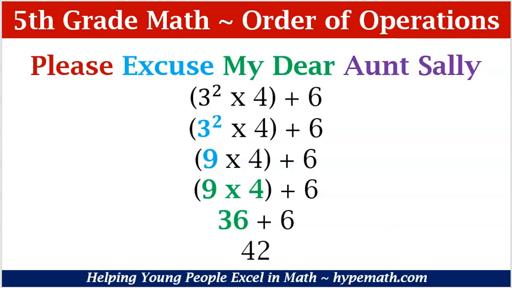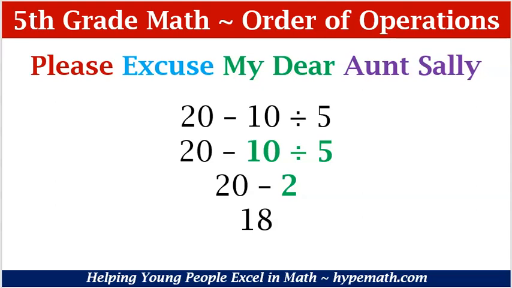Let's look at another example. We have 20 minus 10 divided by 5. Based on the order of operations, I know I see a subtraction and a division. I am going to work my division first, okay? 10 divided by 5 is equal to 2. Now our problem is 20 minus 2, and that is equal to 18. So our original expression, 20 minus 10 divided by 5, is equal to 18.